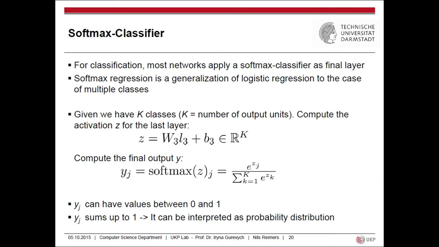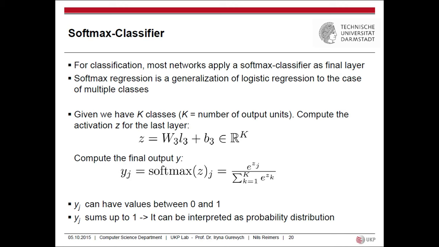The softmax classifier is a generalization of logistic regression to the case of multiple classes. So logistic regression can distinguish between the case 0 and 1. But for example, for handwritten digit recognition, we have 10 different classes. Is it a 0, is it a 1, a 2, and 3? And softmax allows you to do that. So how does it work?